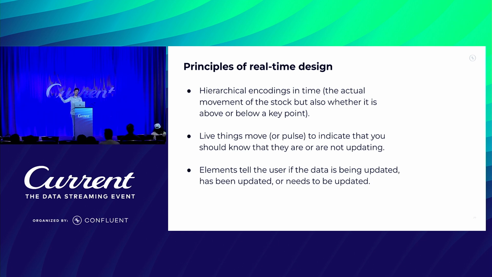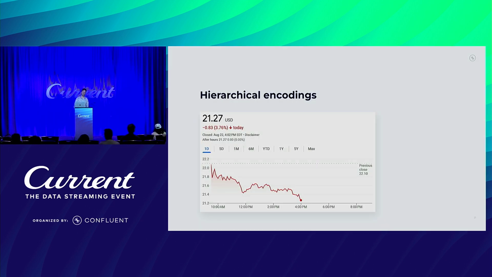Well, there are things like hierarchical encodings, which I'll get into in detail. Actually, all these principles I'll get into detail, so I'll leave this slide for the people on YouTube who watch this talk later. But hierarchical encodings, what do I mean by that? As I said in the past, we want to know what the current value is of this thing that's updating in real time. But stakeholders also want to know whether this value is within some kind of range historically that makes sense.